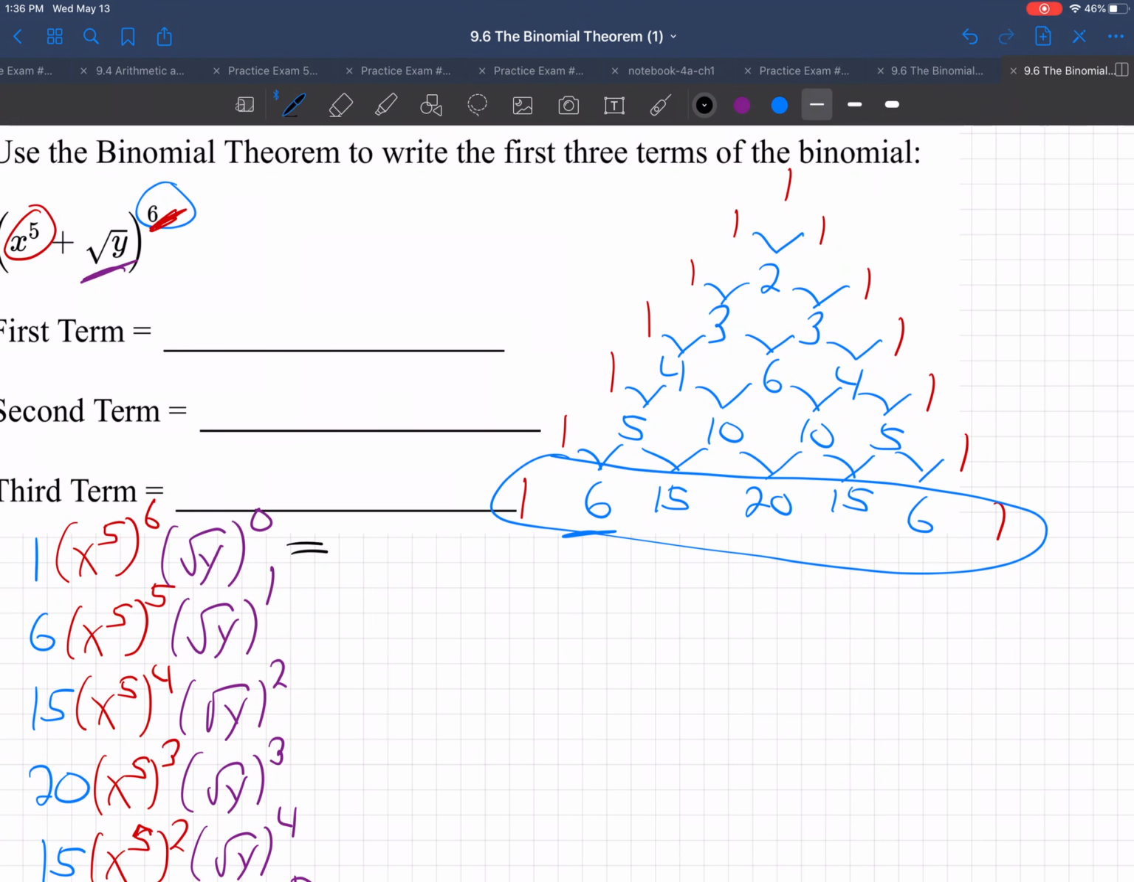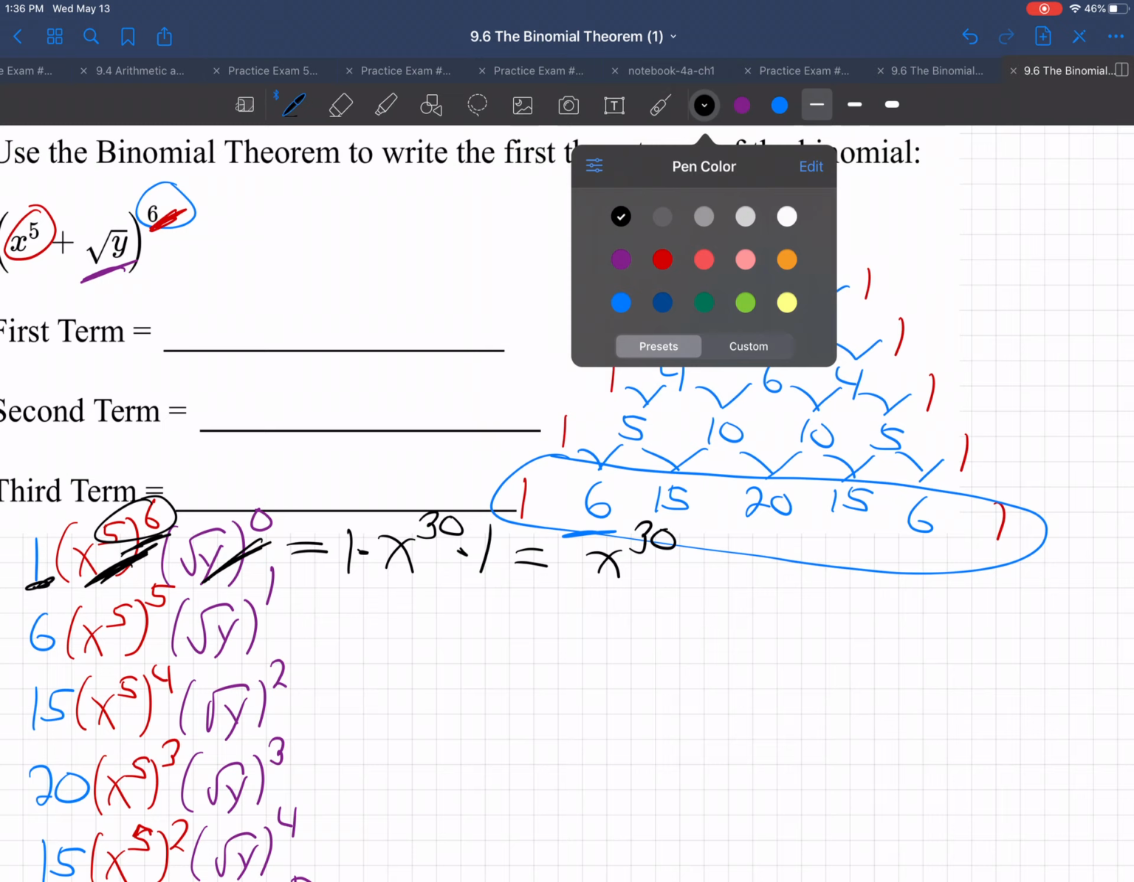So the first term is going to be 1 times x to the 5th to the 6th. You multiply those powers: powers outside parentheses multiply powers inside. It's x to the 30th. Square root of y to the 0: anything to the 0 power is 1. So that's just x to the 30th.